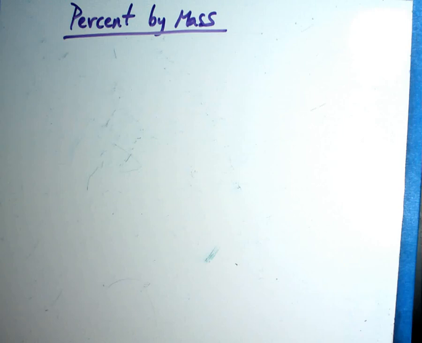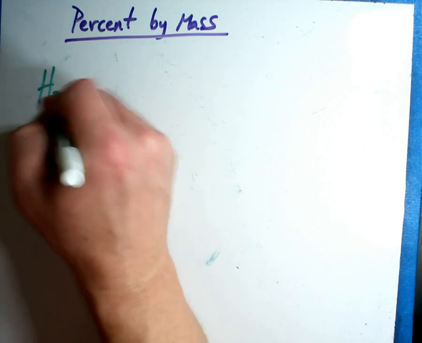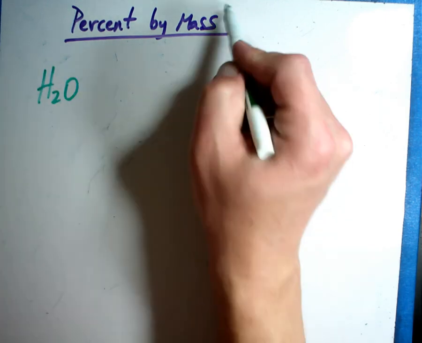In this video, we're going to talk about percent by mass. Percent by mass is very simple mathematics, and I'm going to give you a couple of examples, see if you can pick up on this topic. Let's take something like water real quick. Percent by mass. You'll notice it says mass.